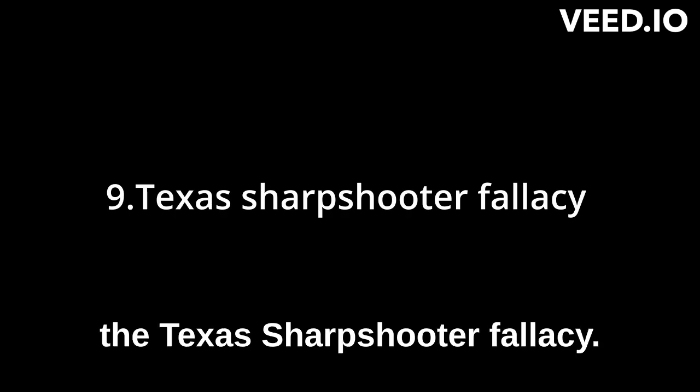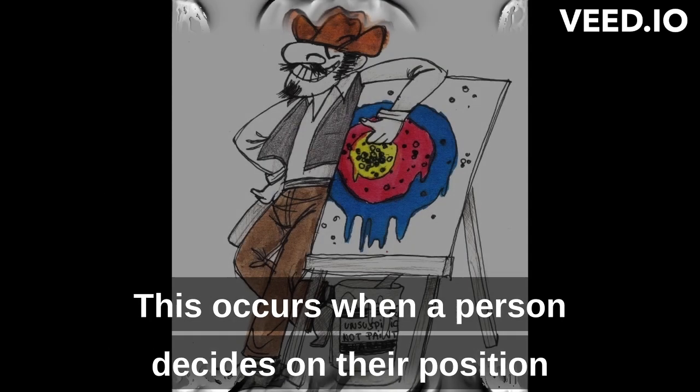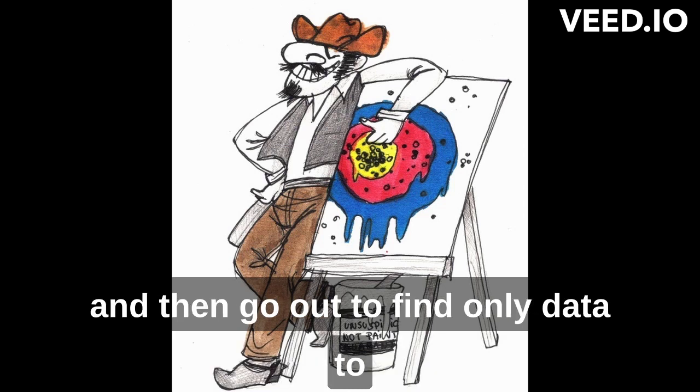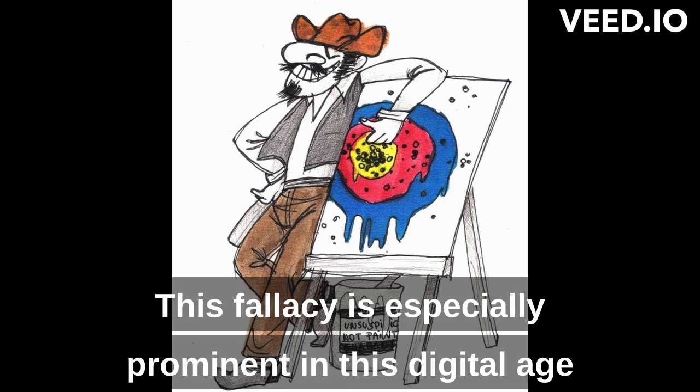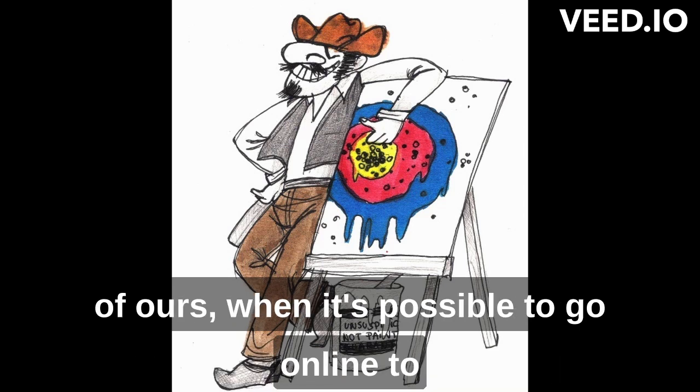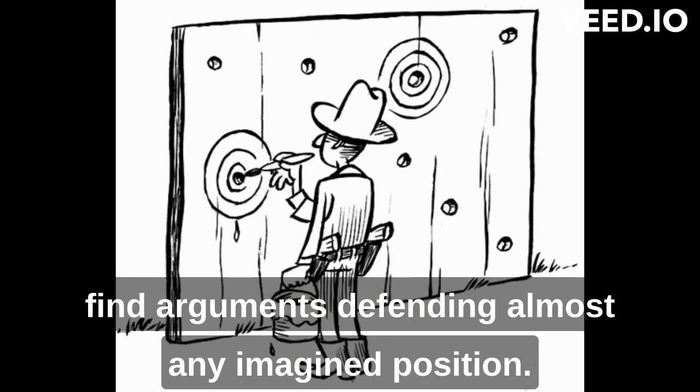Nevertheless, let us move on to the penultimate fallacy for today, and that is number 9, the Texas sharpshooter fallacy. This occurs when a person decides on their position and then goes out to find only data to support their position and no other position. This fallacy is especially prominent in this digital age of ours, when it's possible to go online to find arguments defending almost any imaginable position.